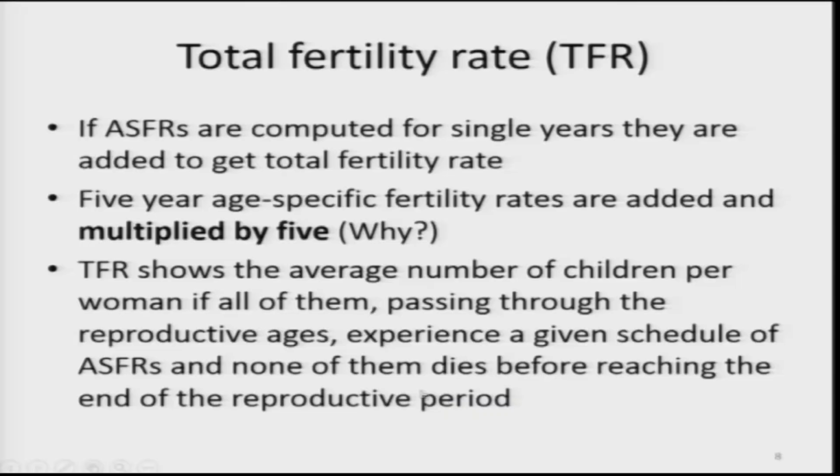Now, in actuality what this line means, none of them dies before reaching the end of the reproductive period. This means that we are assuming that no woman who enters the reproductive period at 15 will die before reaching the age 50, but that is too strong an assumption. Many women will die at different ages between 15 and 49, and total fertility rate does not take that into consideration.